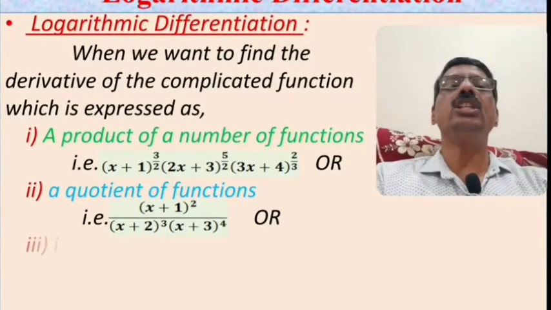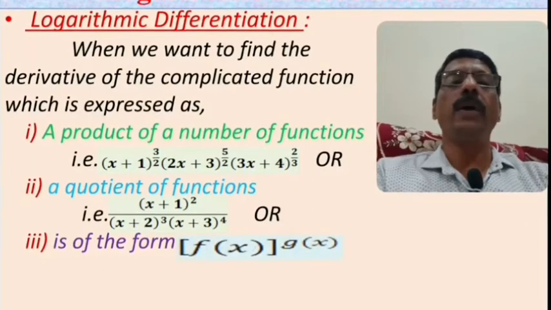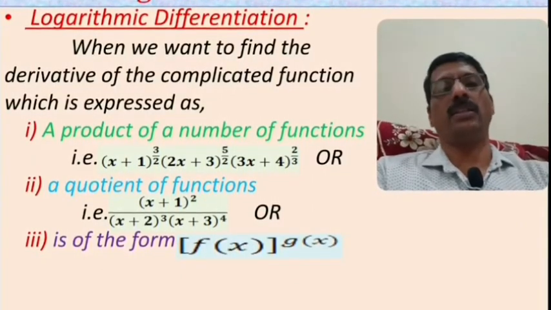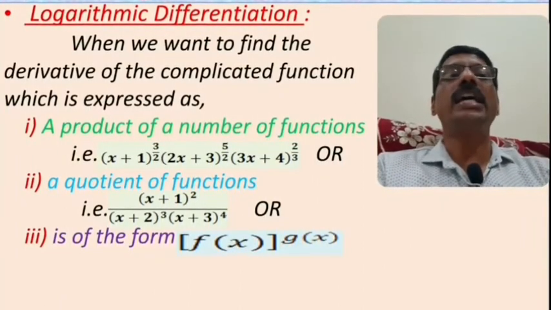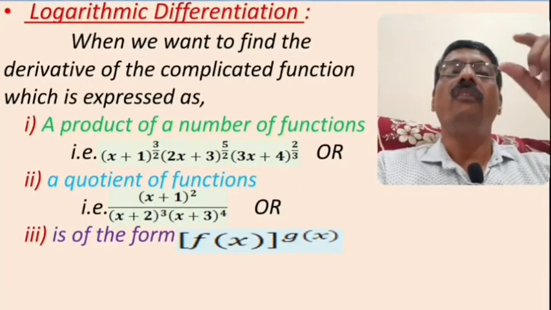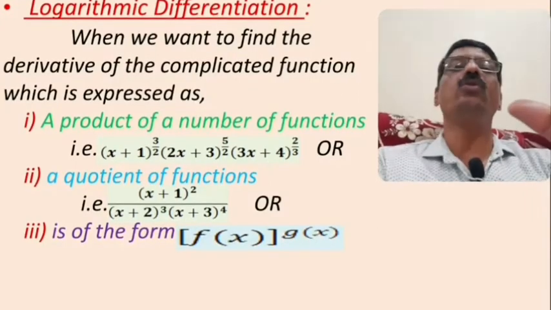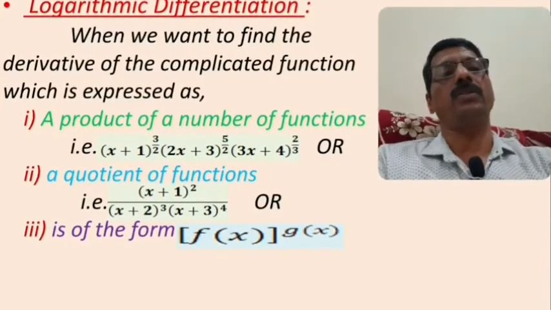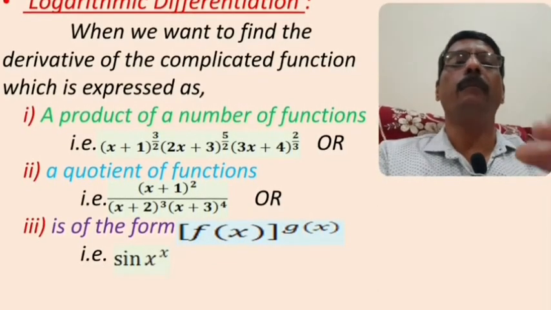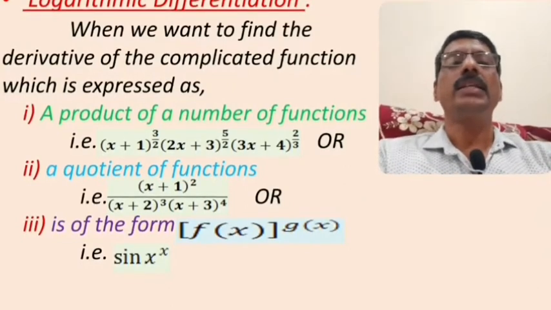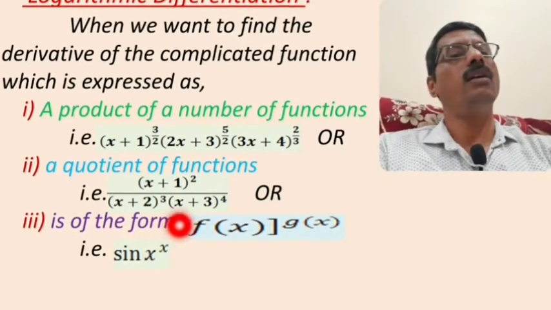Also, this method is used when the given function is in the form of f of x raised to g of x, that is, in index or exponential form, where the base is a function and the index is also another function. For example, (sin x) raised to x. Here sin x is the base, which is a function, and the index x is also a function.